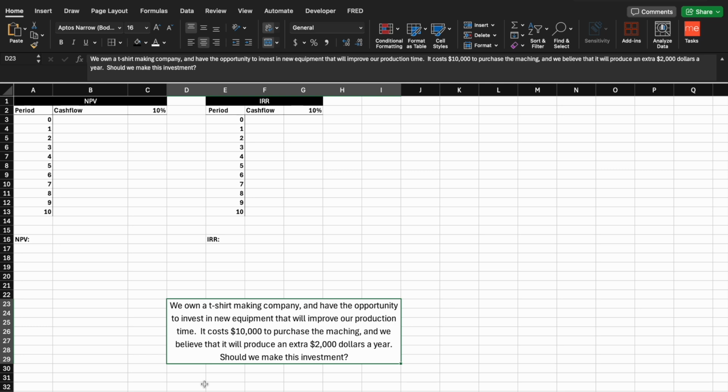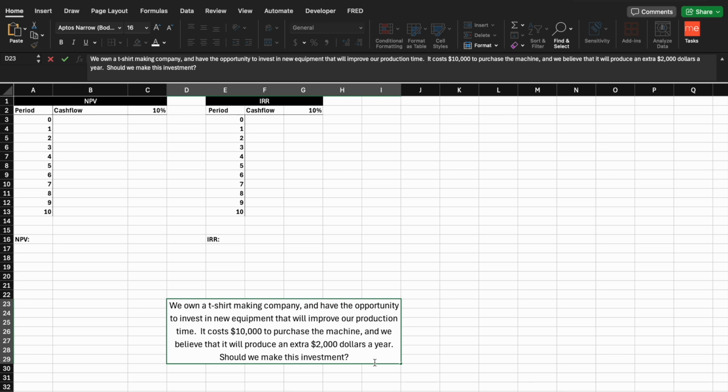Suppose we own a t-shirt company and we have the opportunity to invest in new equipment that will improve our production time. So this is an investment that we're thinking about making in our business. It costs $10,000 to purchase the machine, and I misspelled machine there. It costs $10,000 to purchase the machine, and we believe that it will produce an extra $2,000 a year for our business should we make this investment.